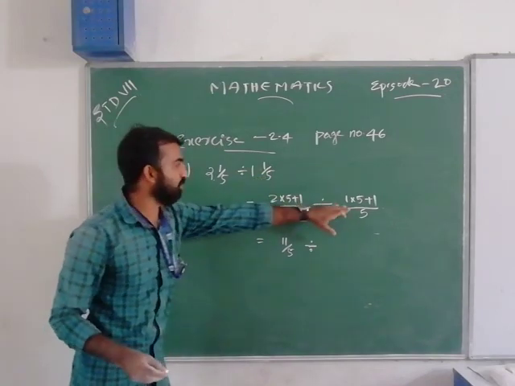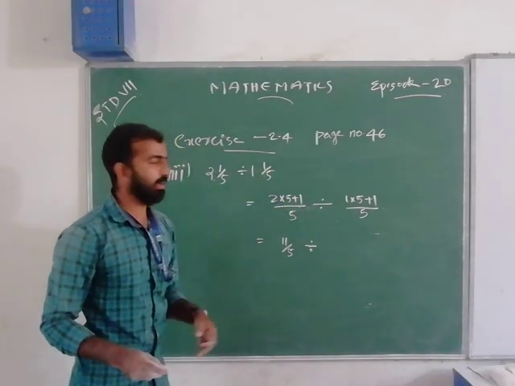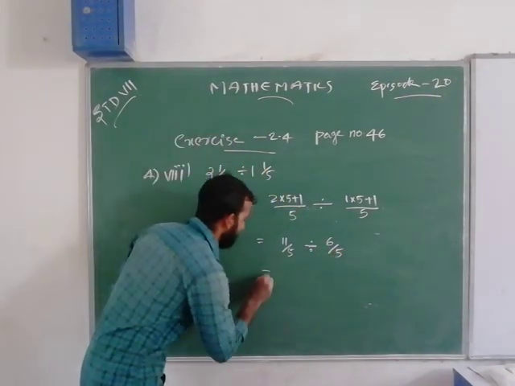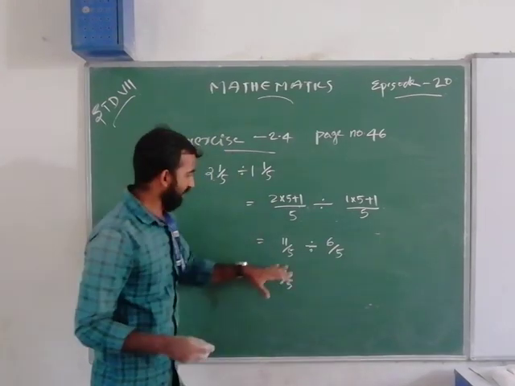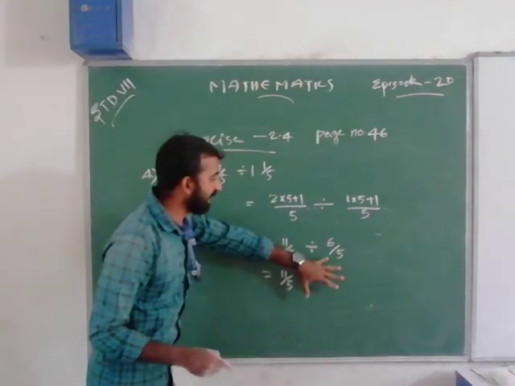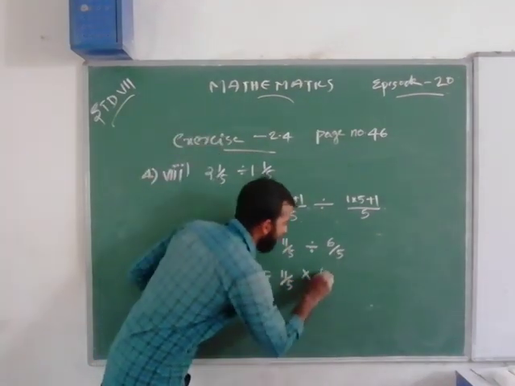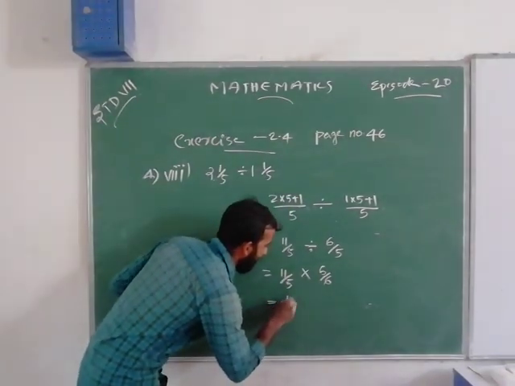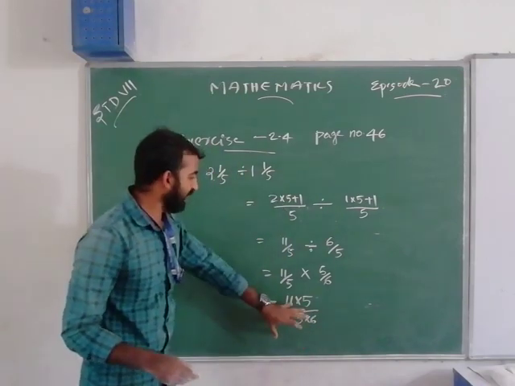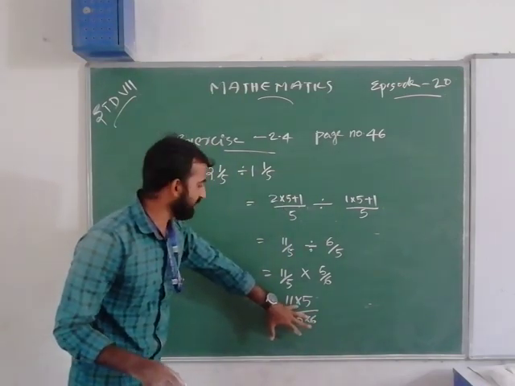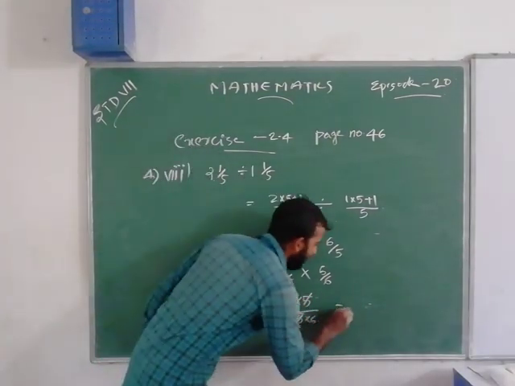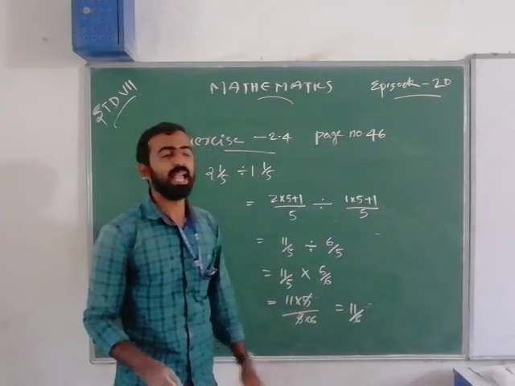1 and 1 by 5 is 1 into 5 plus 1 by 5, that is 6 by 5. Here 11 by 5, and we take the reciprocal of 6 by 5, that is 5 by 6. Next step, 11 into 5 by 5 into 6. The operation is multiplication, so we can cancel the 5 and 5. So we get 11 by 6. The answer is 11 by 6.